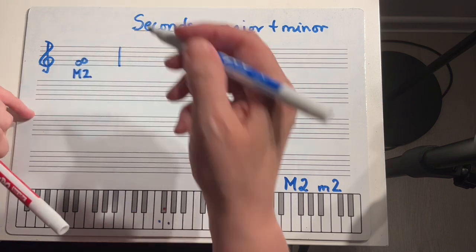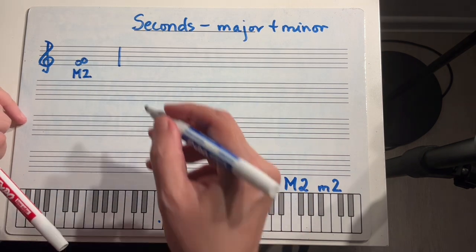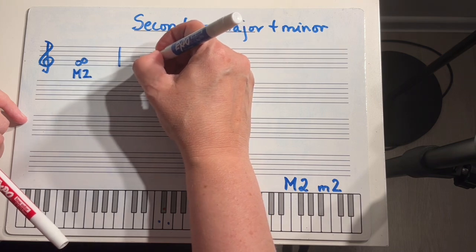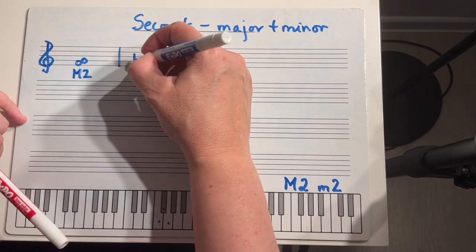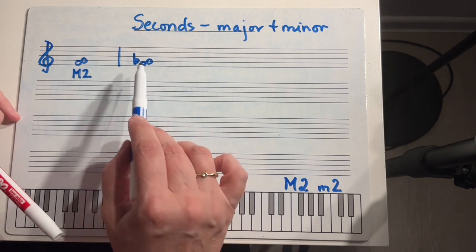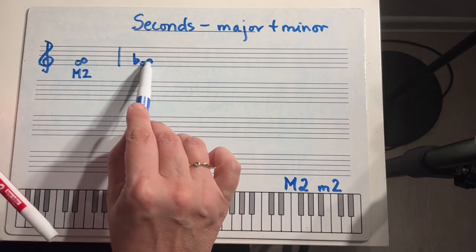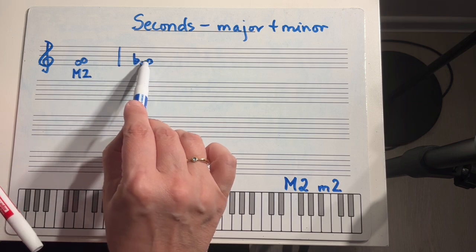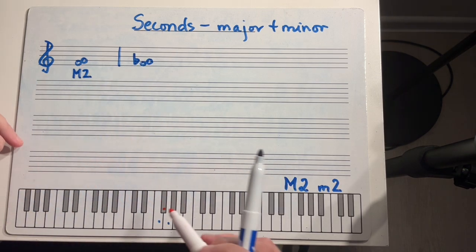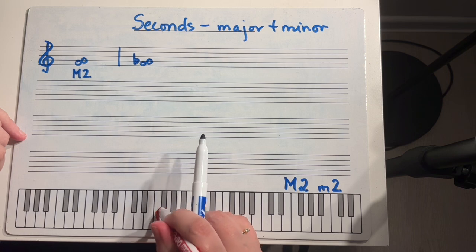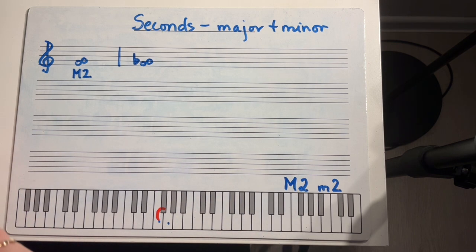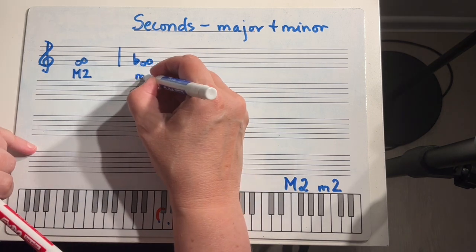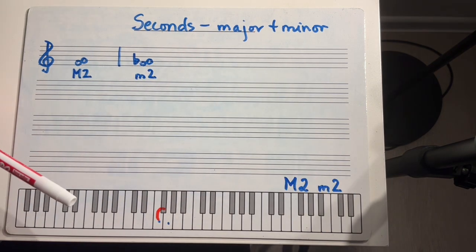It's the bigger second. If I write this, and I put a flat, you notice the flat has the line going through it. So even though it's closer to the F, it actually goes with the G. So now we've written this interval, which is only one key away. So that's a minor second.